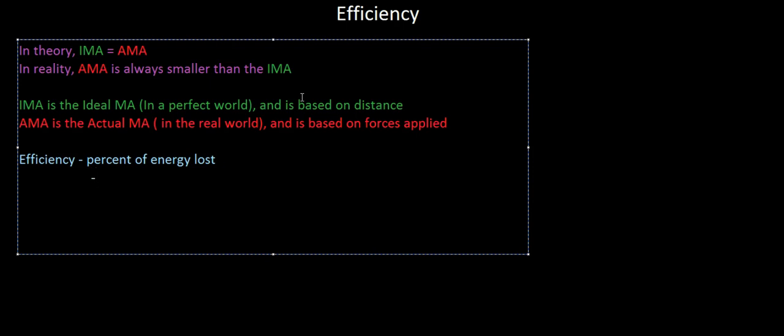So here's the deal with efficiency. Here's how it works. The rule is nothing is 100% efficient. Nothing in the world. We always lose energy in any system where work is done. So energy is always lost. Energy is always lost in any system.